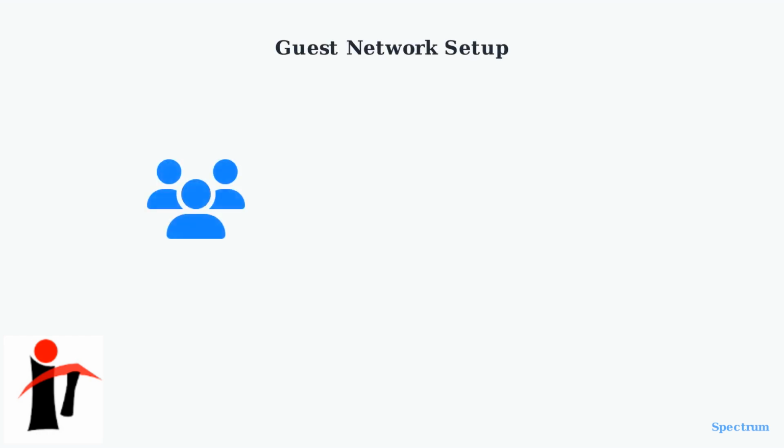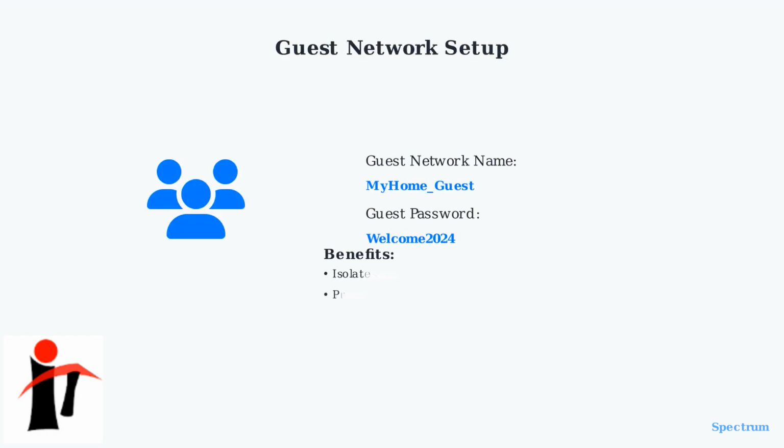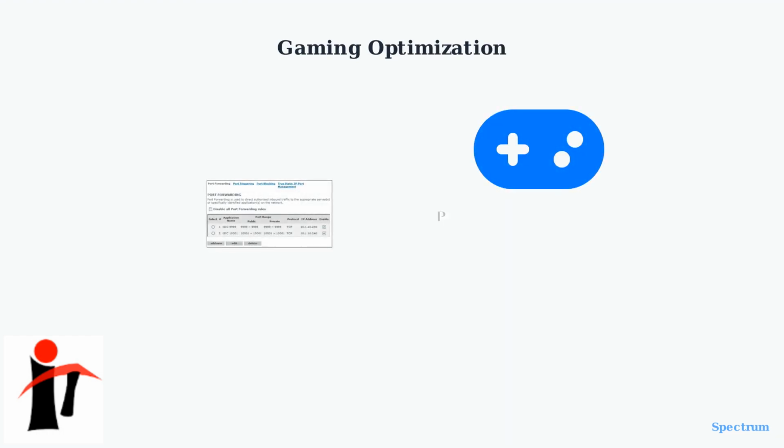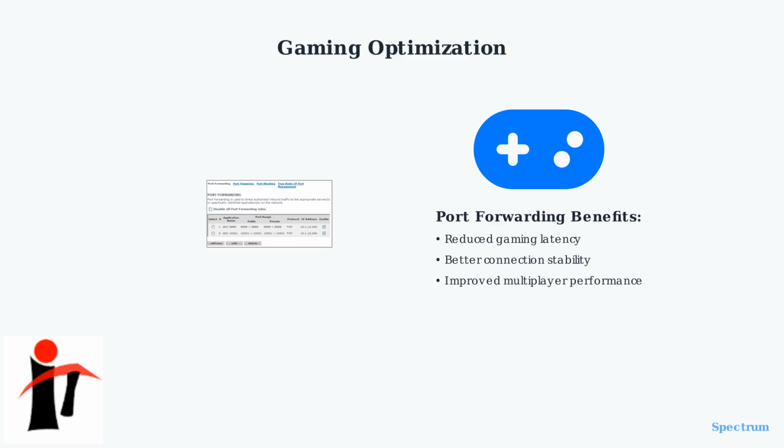Setting up a guest network is essential for maintaining security while providing internet access to visitors. This separate network keeps your main devices isolated from guest devices. For gamers, port forwarding can significantly improve gaming performance by allowing direct connections to gaming servers. The router settings provide easy configuration for popular gaming platforms.